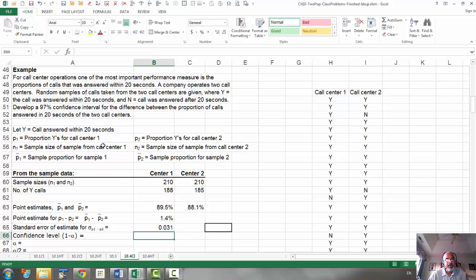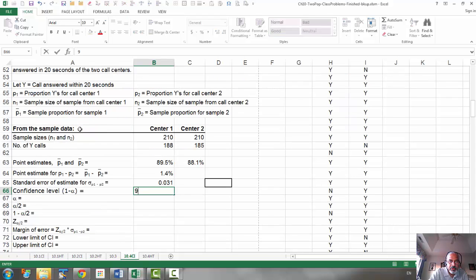We want a 97% confidence interval. So you say 97%. So alpha is 1 minus that. We really don't need these three cells. You can go straight here. You remember you need to go 1 minus alpha over 2. So now we're just computing 1 minus alpha over 2 first.